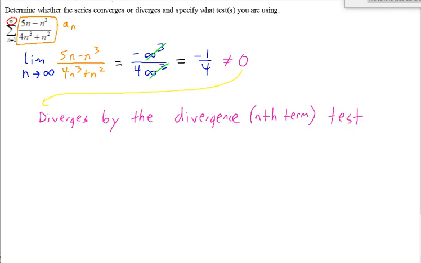If this was 0, then what that would tell us is that it might converge. It has a chance to, and then we'd have to use one of the other tests to determine if it actually does converge or not. So divergence or nth term is really nice for just quickly figuring out ones that diverge because the limit is not 0. All right, let's take a look at the next one.